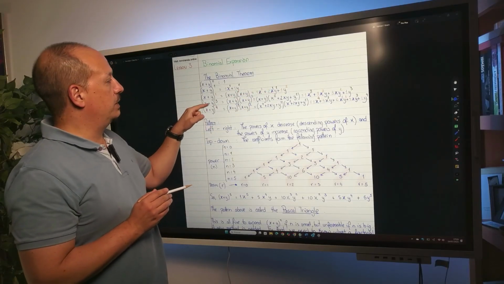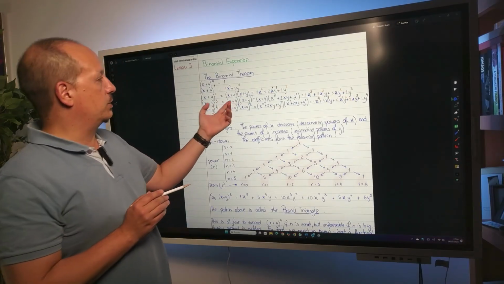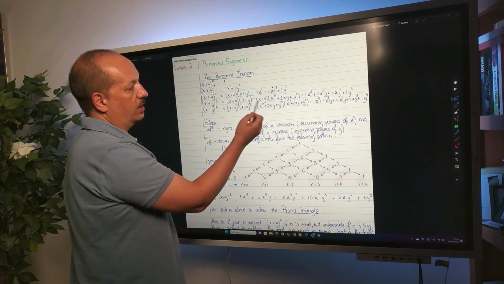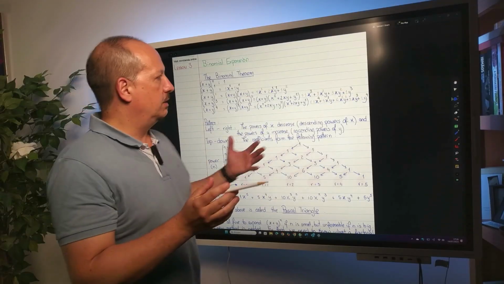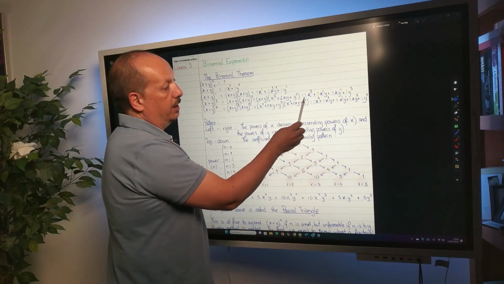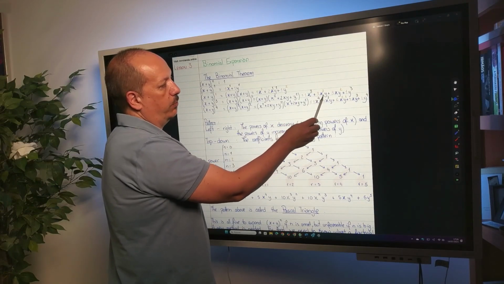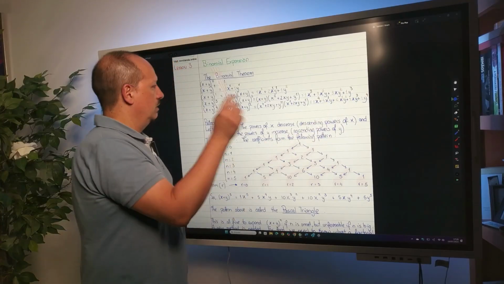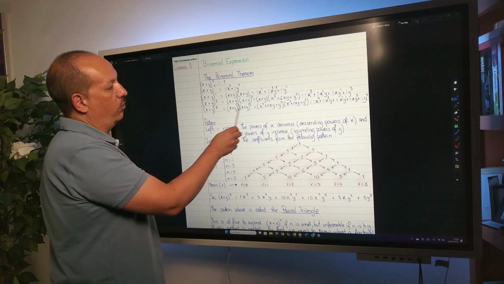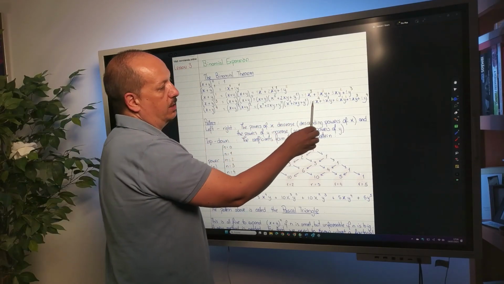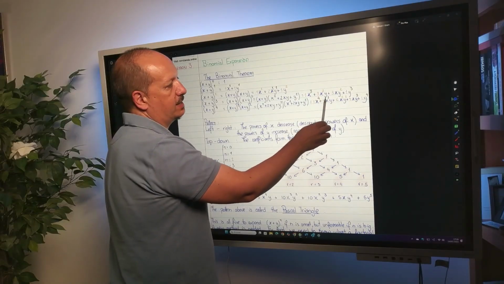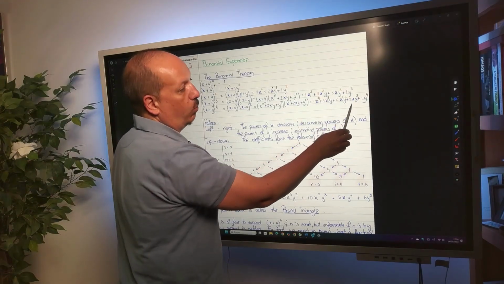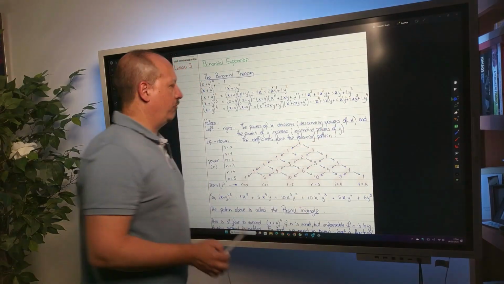If I have now (x + y) to the power of 3, that's (x + y) times (x + y) squared. (x + y) squared, we already know what it is. So we can cross multiply. I have here already the end result, and that is 1x cubed + 3x squared y + 3xy squared + 1y cubed. Continuing, (x + y) to the power of 4. The result is going to be 1x to the power of 4 + 4x cubed y + 6x squared y squared + 4xy cubed + 1y to the power of 4.